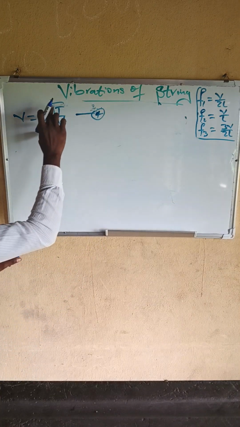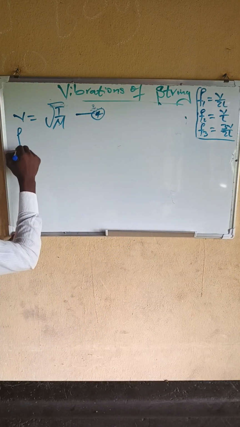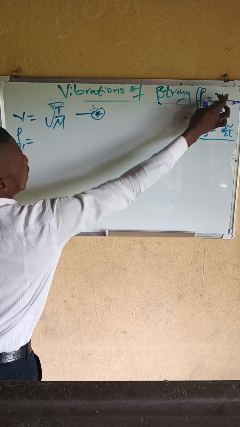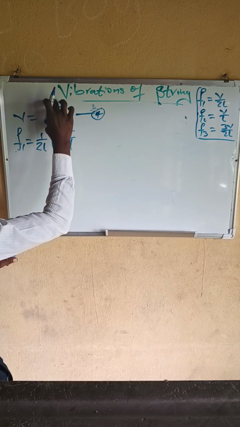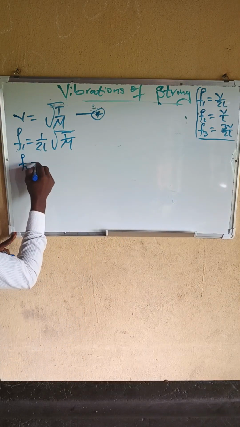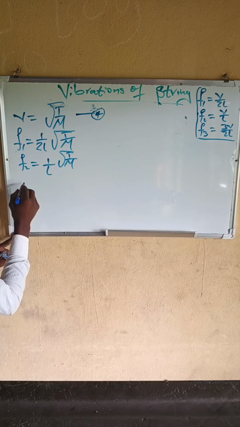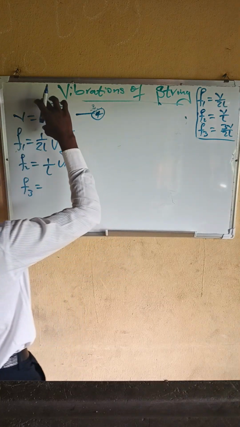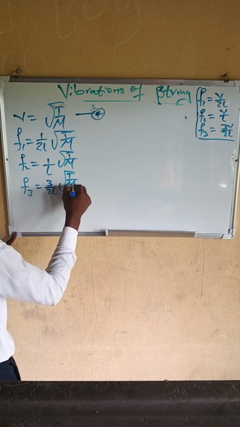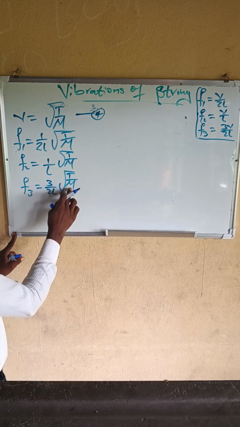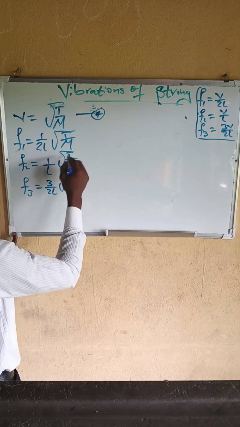By the time I substitute, wherever I see V here, I'm going to substitute this into these equations. So my F1 becomes 1 over 2L root T over linear density. F2 is equal to 1 over L root T over linear density. And for F3, you substitute V here, and you're going to have 3 over 2L root T over the linear density. And the linear density, I told you, is mass per unit length, which is measured in kilogram per meter. So these are various equations.